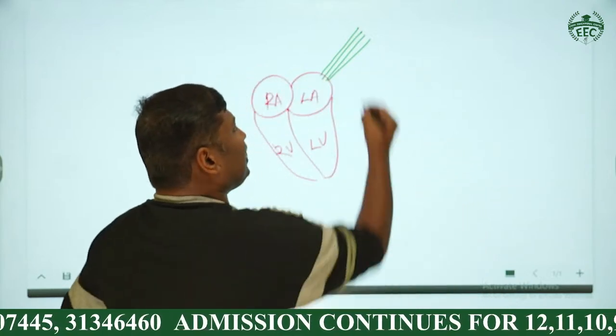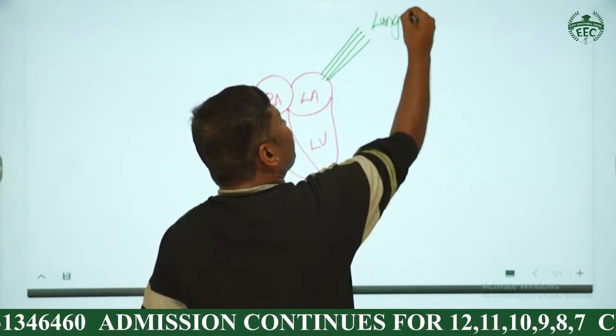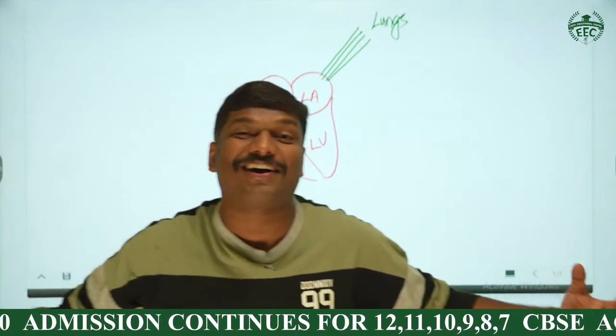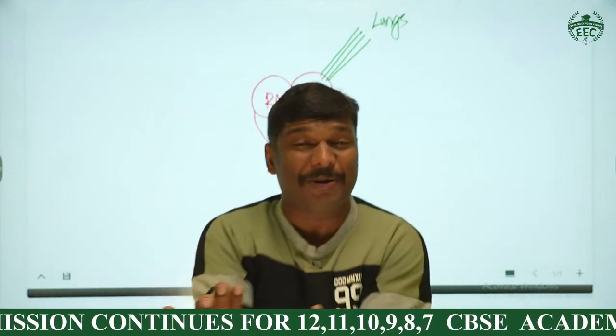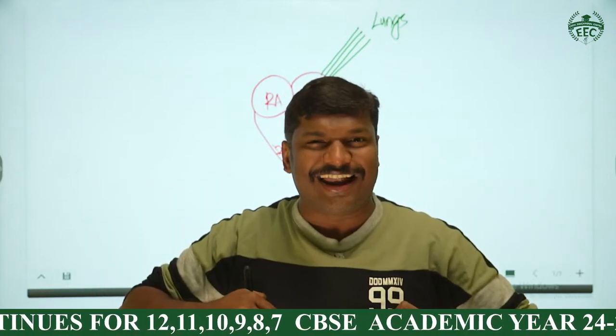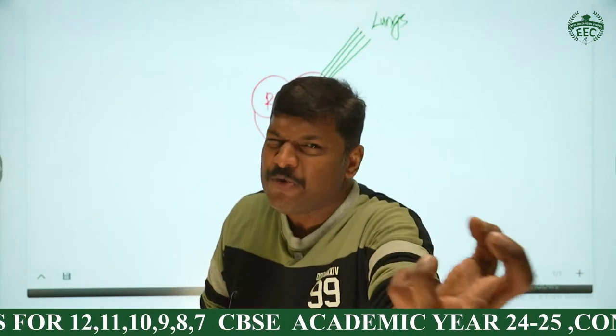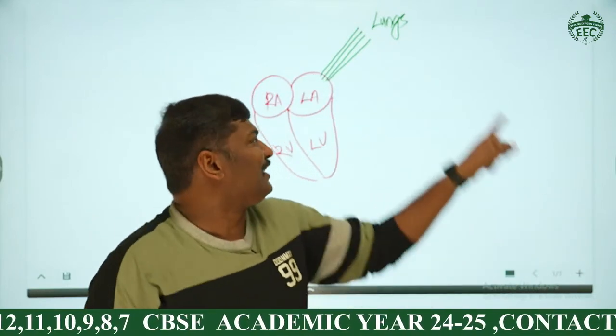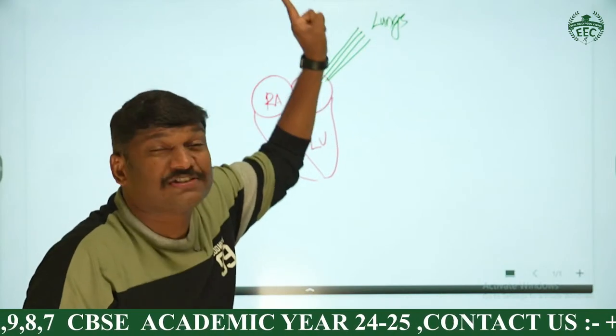Blood with oxygen. And you know, blood with oxygen is possible only from the lungs, right? Because lungs are the suppliers of oxygen in our body. Whatever air we are taking, that air is there in the lungs, and from that mixture of air we are taking oxygen only, right? So that's why the oxygenated blood is coming.